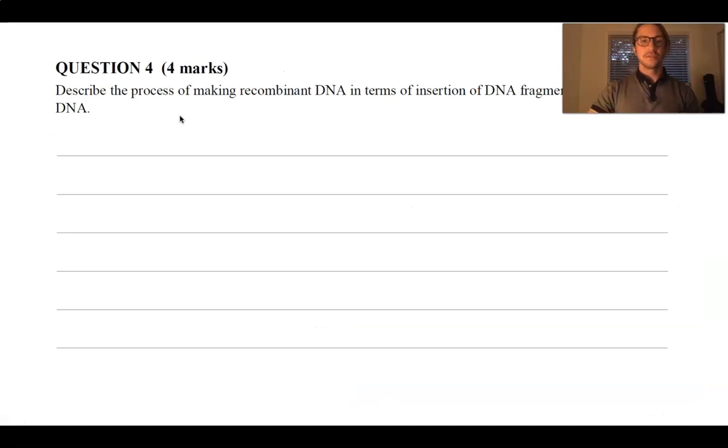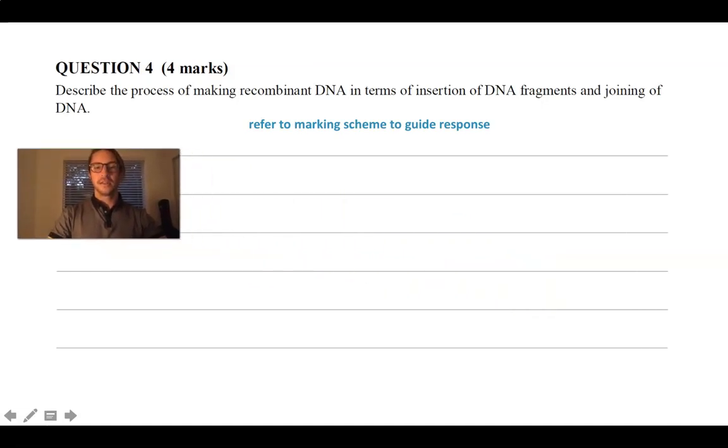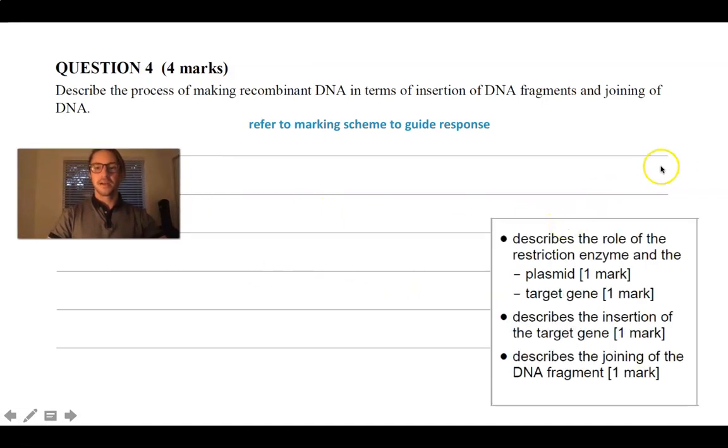Next question, short response. So here we have it asking, describe the process of making recombinant DNA in terms of insertion of DNA fragments and joining of DNA. This is a written response, and I want you guys to refer to this marking scheme here in your response. So it's 4 marks. We're looking for 4 key points. Let this guide you. Pause the video here and see how you go.